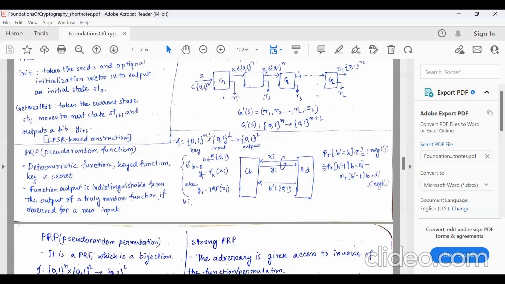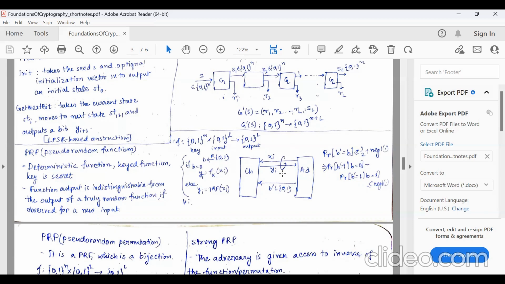Your f has a key of bit length n, input has length small l, and output has length capital L, and your challenger here decides in the setup phase whether it is going to provide the adversary with PRF output or truly random function output. So it tosses a coin and gets bit b. Depending on the value of b, it either provides the adversary with Fk of xi for each input query xi, or it provides yi, which is a truly random function output on the input xi.